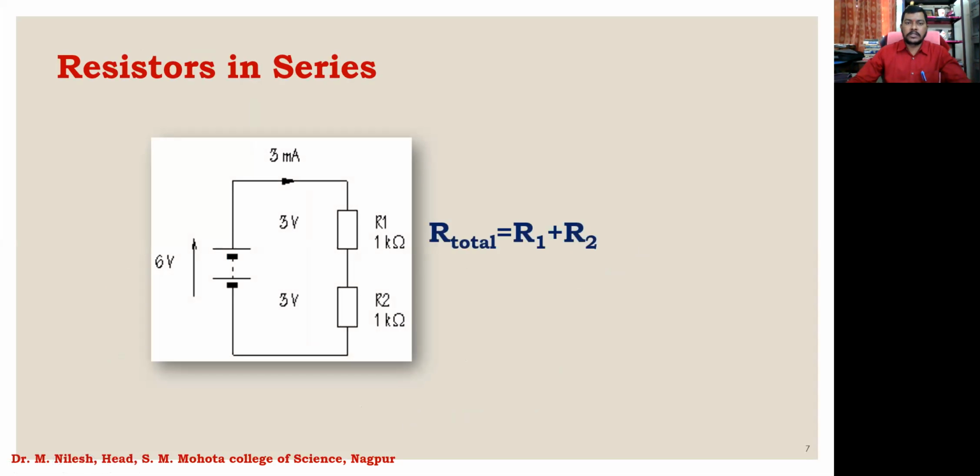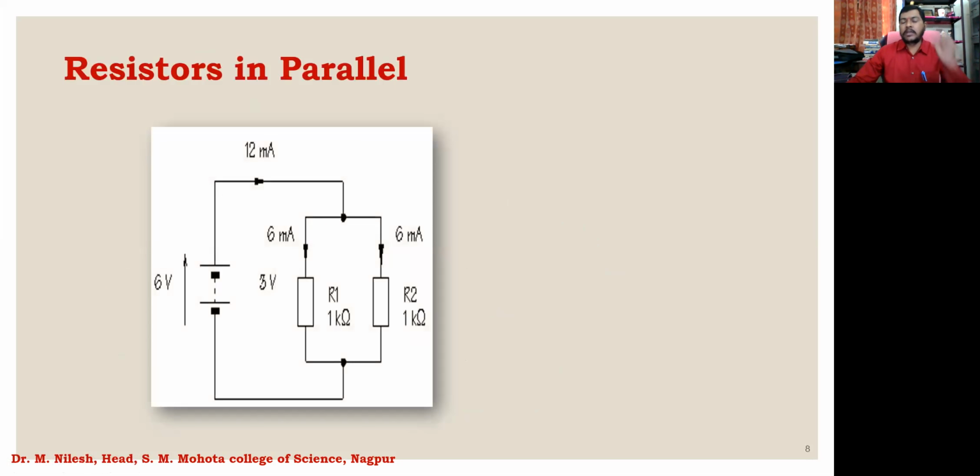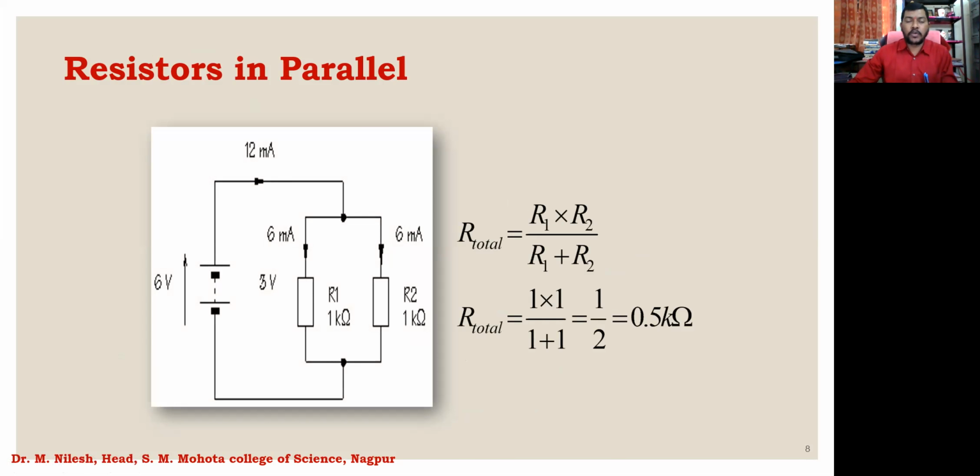This is how the resistances are calculated in series. So whenever the resistances are connected in series, they are being added. So R1 plus R2, which will give you 2 kilo ohms. Similarly, whenever the resistances are connected in parallel, the resistance decreases, and it is calculated by this formula: R total is equal to R1 into R2 by R1 plus R2.